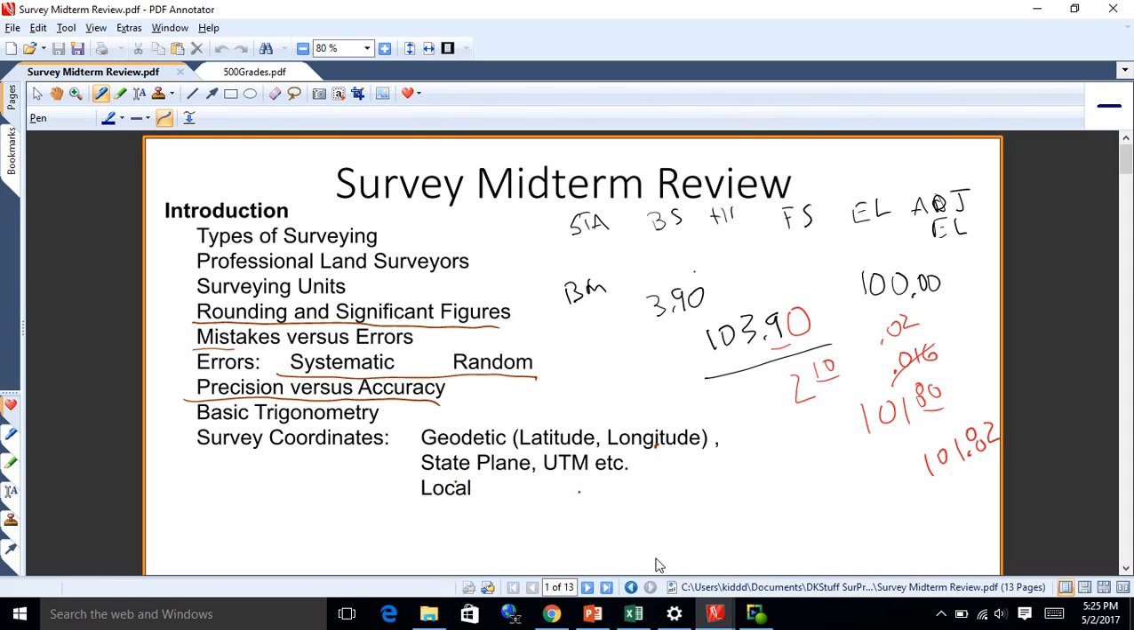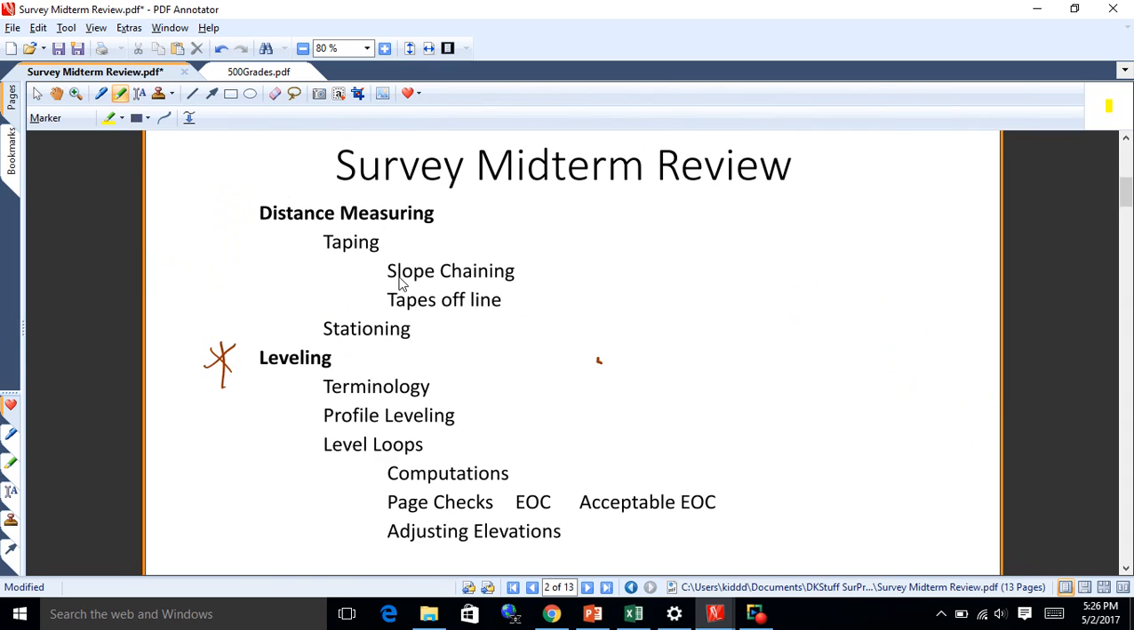Okay, I handed out a review for the midterm on Monday. And here it is. So let's see, the midterm will basically cover the introduction, types of surveying, what professional land surveyors are and what they do, a bit on surveying units that are used, rounding and significant figures. Now that's something that's come up lately where people have been having a bit of trouble with that perhaps.